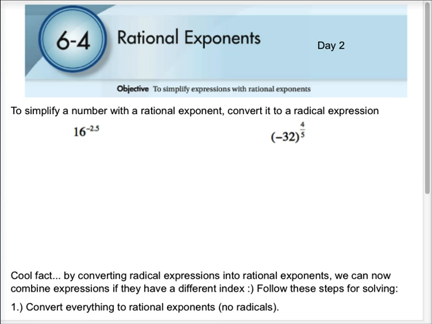Let's take a look at this. So we have 16 to the negative 2.5. Now again, when we're looking at these, we don't want decimals. We want fractional exponents. So the first thing I'm going to do is say that negative 2.5 is the same as negative 5 halves. Now, the next thing that we're going to consider is that that is a negative exponent. What does a negative exponent mean? Well, a negative exponent means it belongs in the denominator.